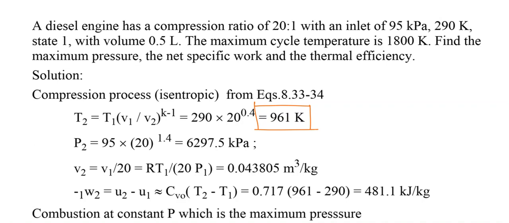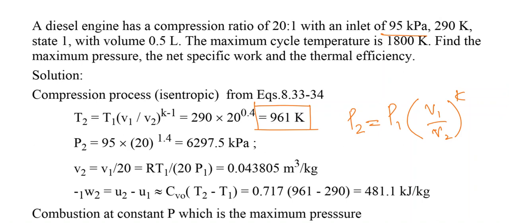For the pressure P2, we can use the equation P2 would be equal to P1 times V1 by V2 raised to power K. P1 has already been given, which is 95 kilopascal. V1 by V2, which is the compression ratio, is 20, and K is 1.4. Just putting in the values, you can find the pressure, which is equal to 6,297.5 kilopascal.